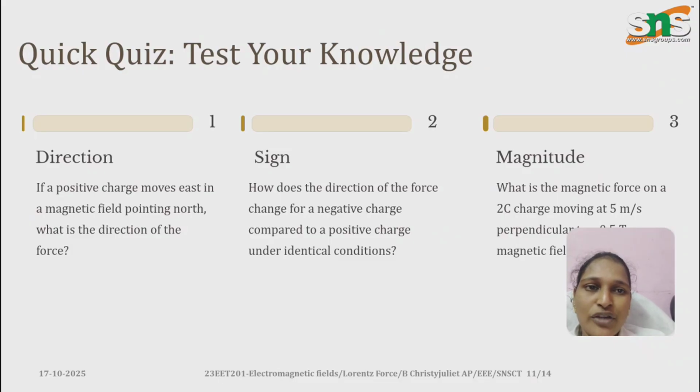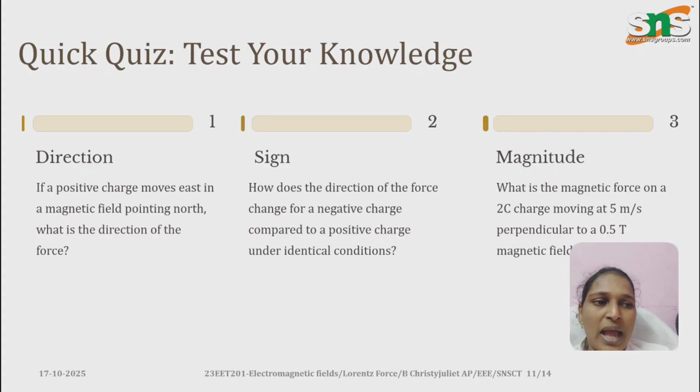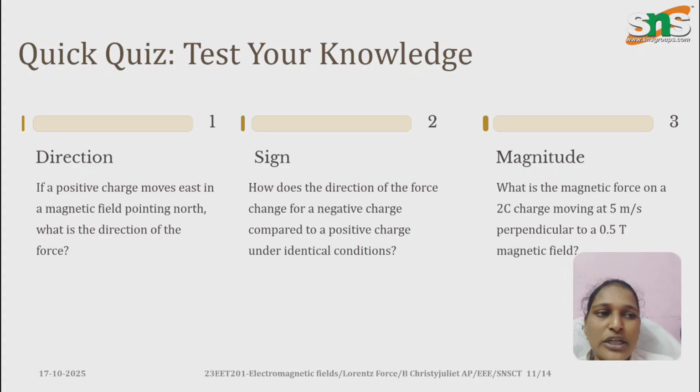So now let's have a quick test for the topic that we have discussed in detail. First, if a positive charge moves east in a magnetic field pointing north, what is the direction of the force? Immediately apply your right hand rule and find the direction. And how does the direction of the force change for a negative charge compared to a positive charge under identical conditions? How does the sign play a significant role? And the last one, what is the magnetic force on a 2 coulomb charge moving at 5 meter per second perpendicular to a 0.5 Tesla magnetic field?